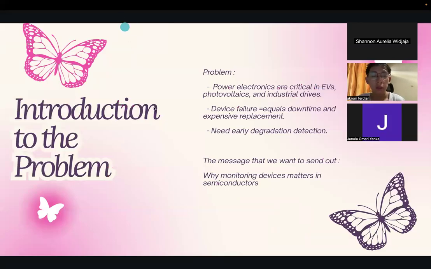Okay, introducing the problem. The problem that we currently have is power electronics are critical in EVs, photovoltaics, and industrial drives. Device failure equals downtime and expensive replacement, and we need early degradation detection. And the message that we want to send out is why monitoring devices matter in semiconductors.